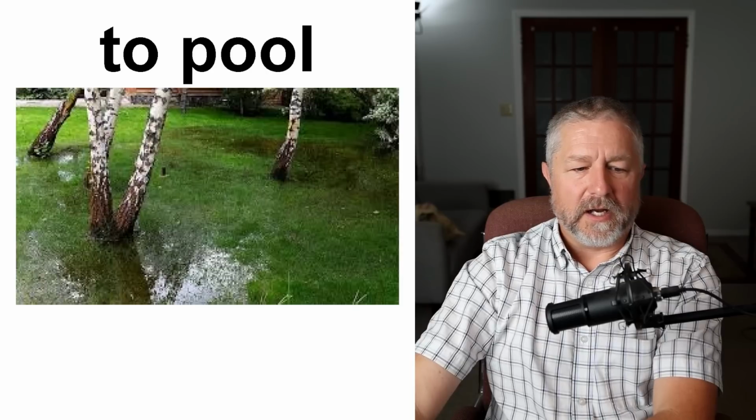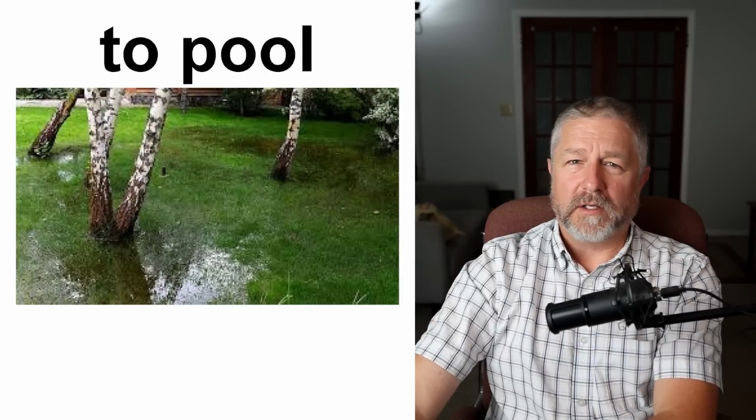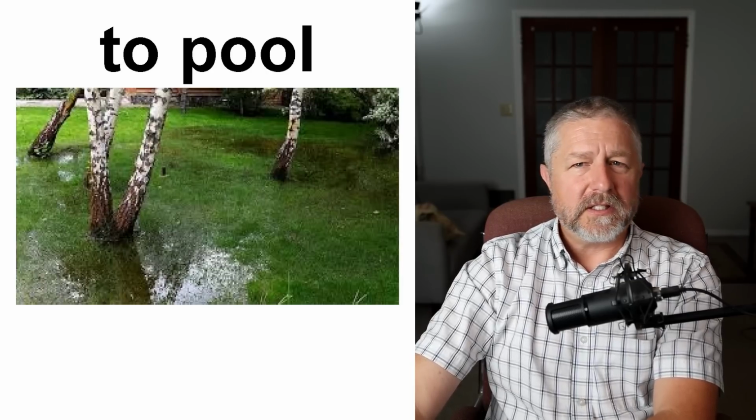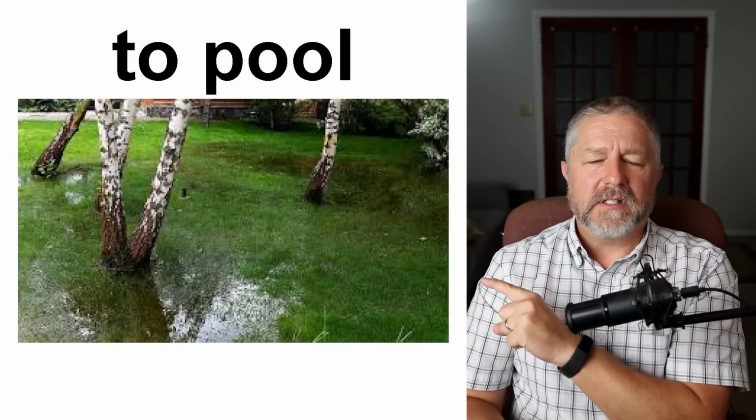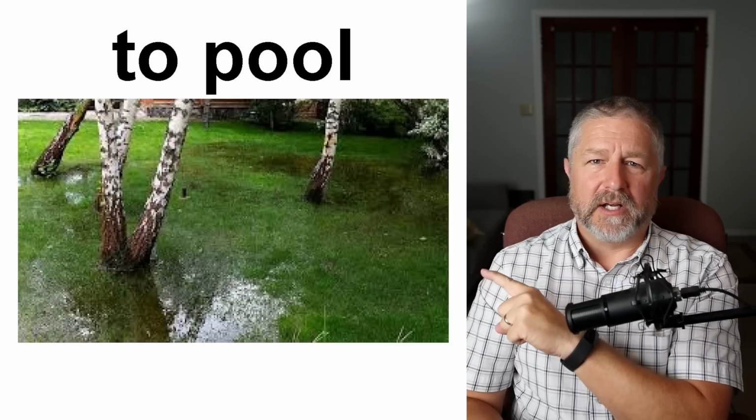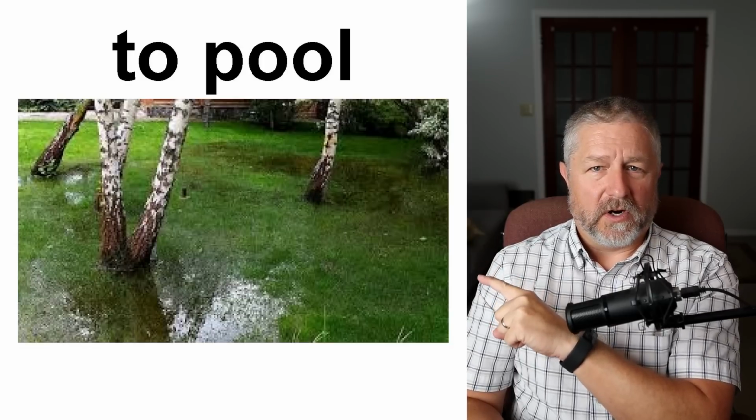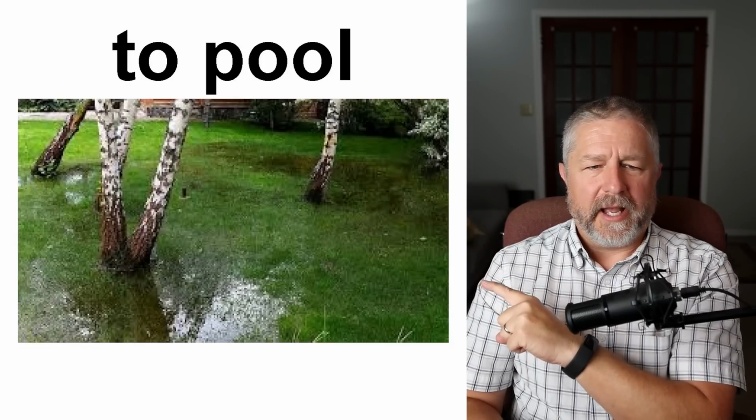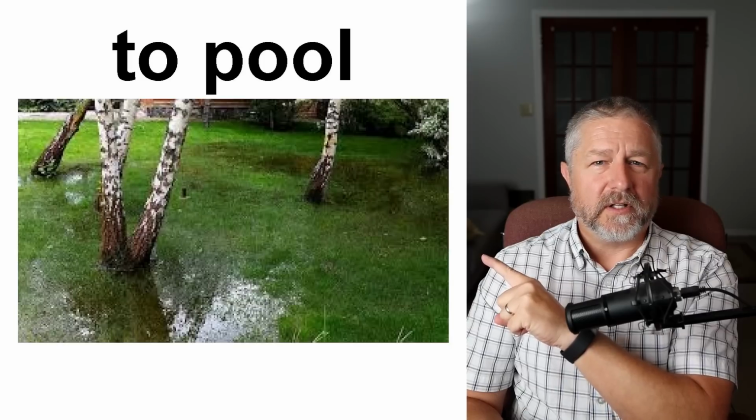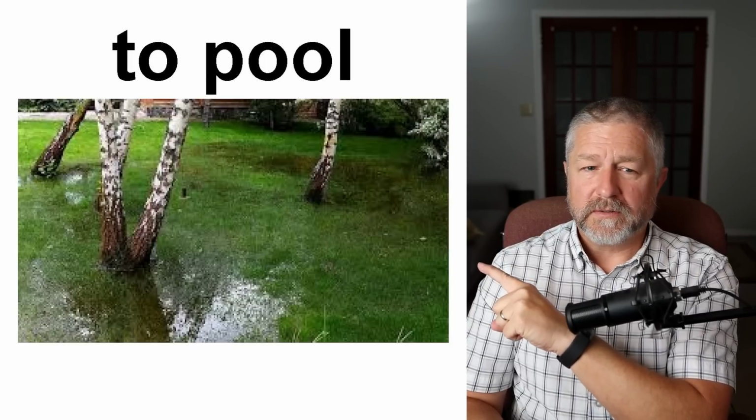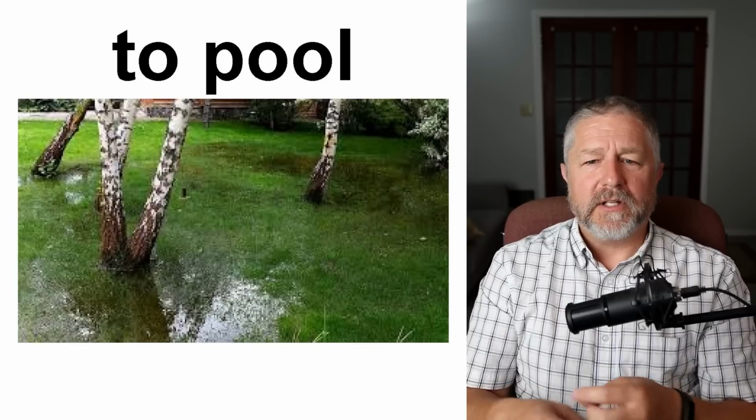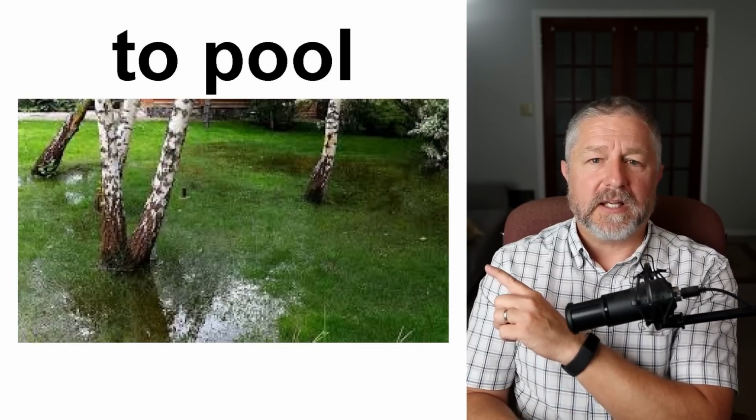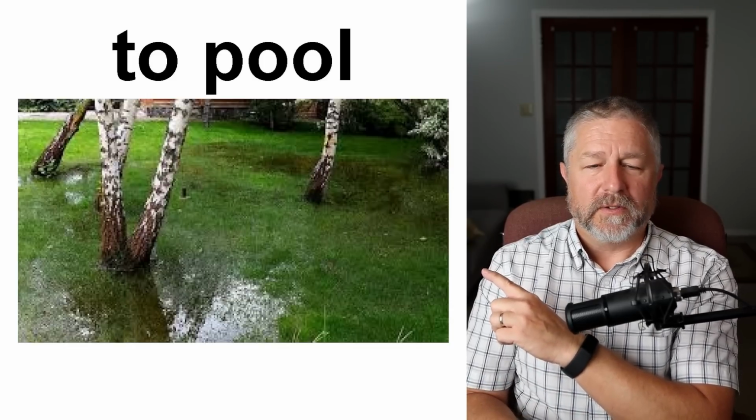To pool. So when it rains a lot, sometimes the water will pool in places where it normally isn't. What I mean by that is this isn't a pond. This isn't a puddle. This is someone's yard. This is their lawn. And it has rained so much that the water has started to pool in this area. Eventually it will go away, but it's usually a sign that a place has gotten more rain than normal, okay?